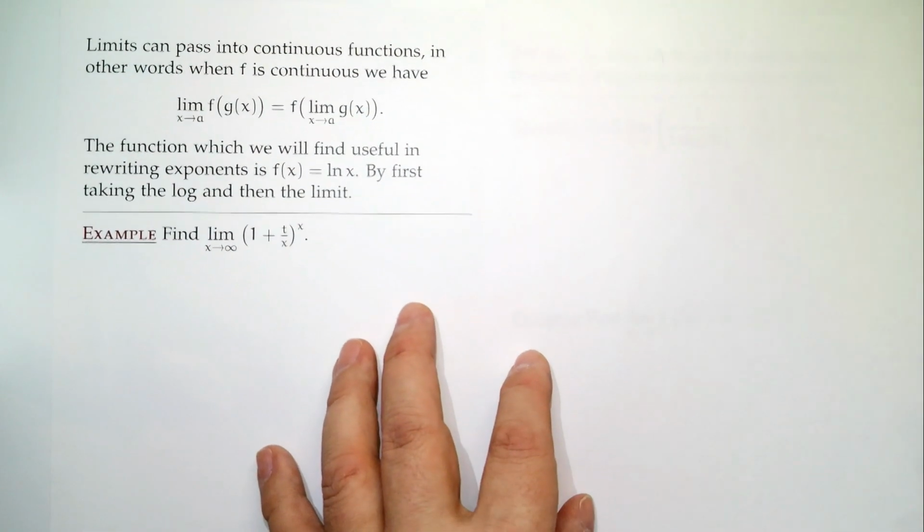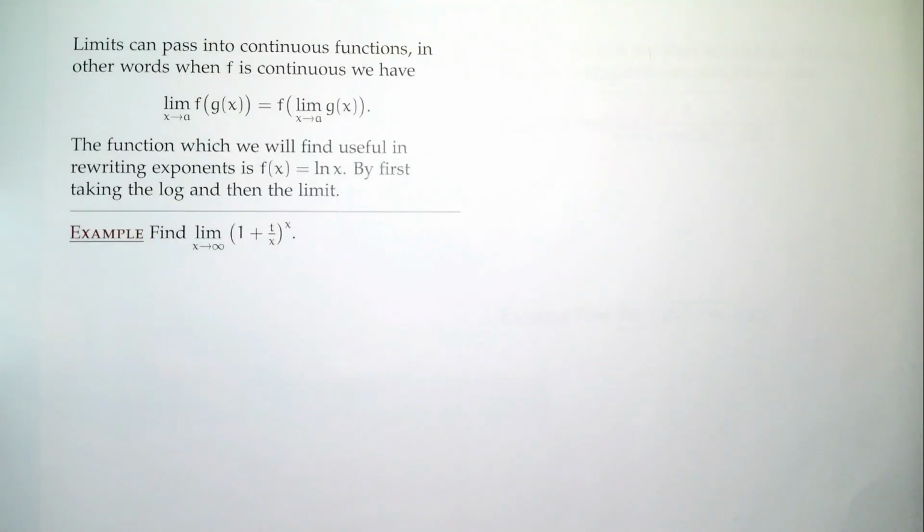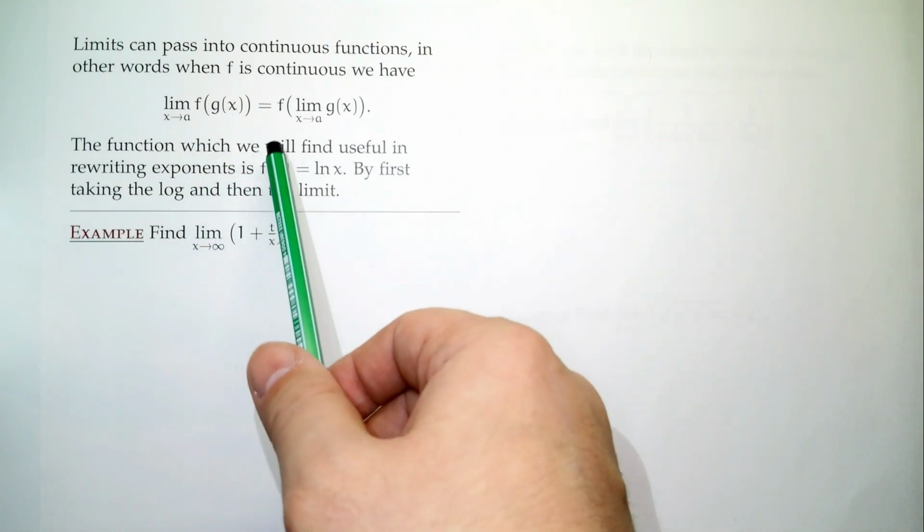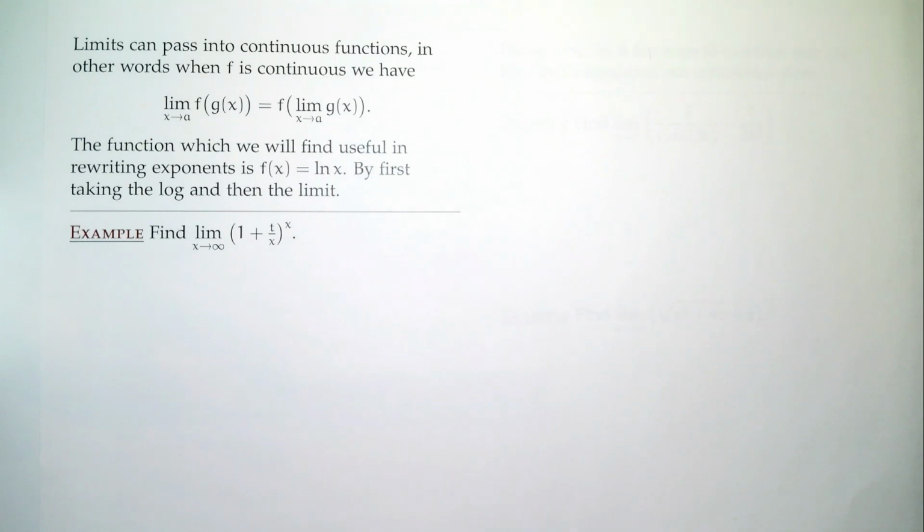So what are some other things that could happen? Now there's a nice fact that says that limits can pass into continuous functions. And that's not too surprising. In fact, that's one of the things that really defined continuity, was the idea that limits can go inside a continuous function because there's no surprises. So we have that the limit as x approaches a of f of g of x is the same as f of the limit as x approaches a of g of x.